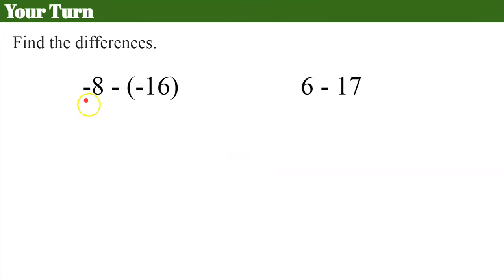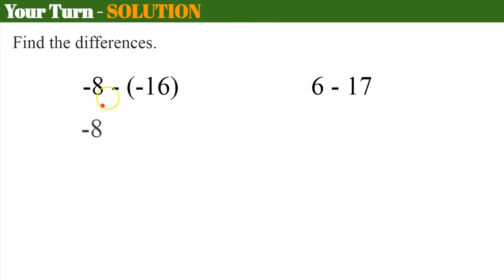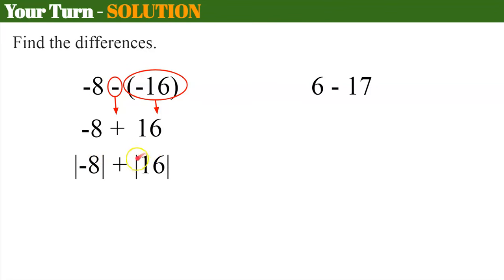Welcome back. So let's do these out together. Our solutions. Keep -8, change subtraction to addition, change -16 to the opposite, which is +16. I have two different signs. I'm going to find the absolute values of both. My absolute value of 16 is the largest, and that was positive, so I know that my answer will be positive. I rewrite, and I subtract the smaller from the larger absolute value. 16 subtract 8 is 8, and remember, it's positive.